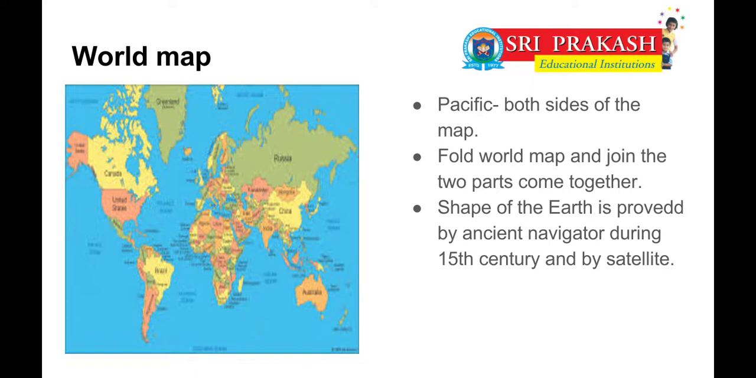The shape of the earth was proved by ancient navigators during the 15th century and by satellites. So we got the shape of the earth in the 15th century. It was proved by the ancient navigators and satellites.